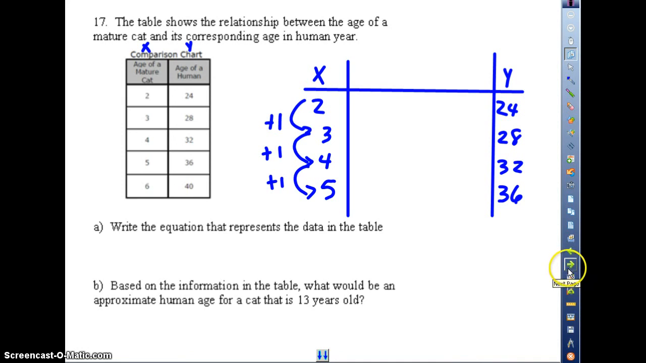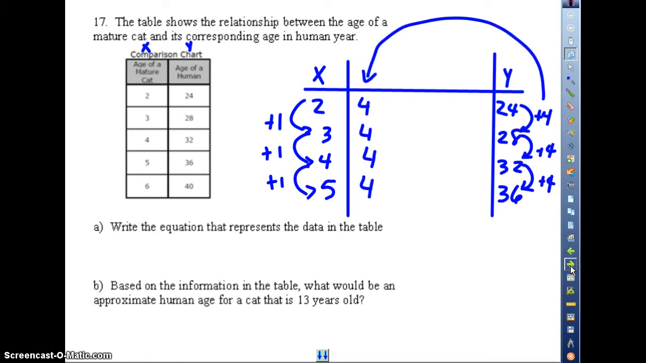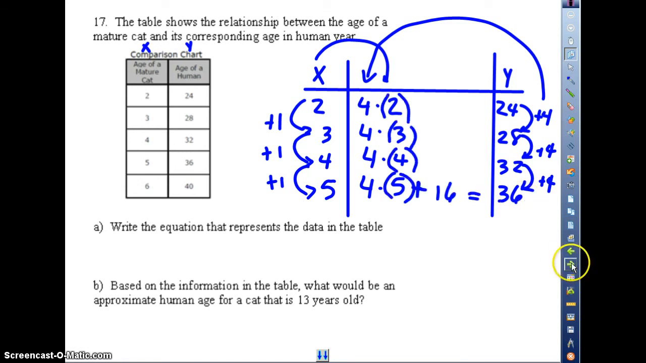What's my y's doing? They're increasing by what each time? Yep, they're increasing by 4. So I'm going to take that change in the y and park it right there. What am I going to do next? Multiply by what? Yeah, we're going to multiply by the x's. 4 times 5 is 20, but they say the answer is 36. What's the adjustment I'm adding on? Yeah.